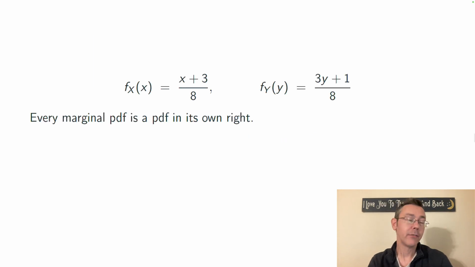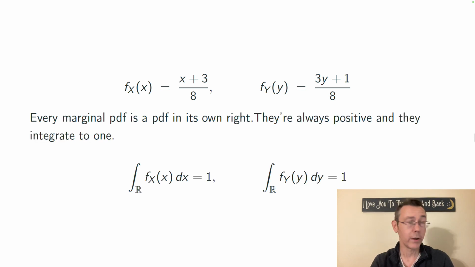Each of these PDFs is a legitimate PDF in its own right, and that means they're greater than or equal to 0 everywhere, and each of them integrates to 1. And you should check that. If you integrate either one of the PDFs at the top of the screen here, from 0 to 2, in fact, you get 1.